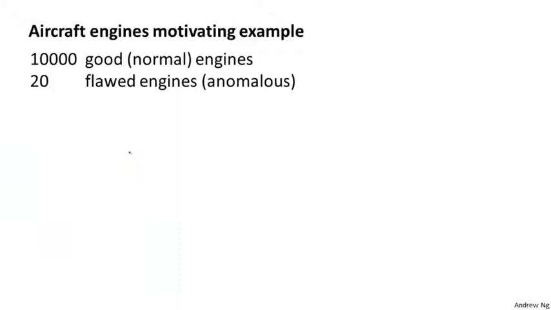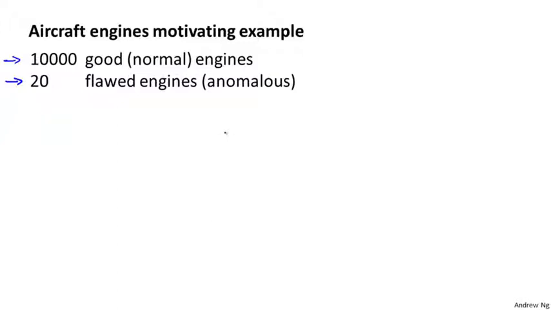So here's a specific example. Let's say that altogether, this is the data that we have. We have manufactured 10,000 examples of engines that, as far as we know, were perfectly normal, good aircraft engines. And again, it's okay even if a few flawed engines slip into this set of 10,000, but we assume that the vast majority of these 10,000 examples are good, non-anomalous engines. And let's say that historically, in however long we've been running our manufacturing plant, we end up getting 20 flawed or anomalous engines as well.